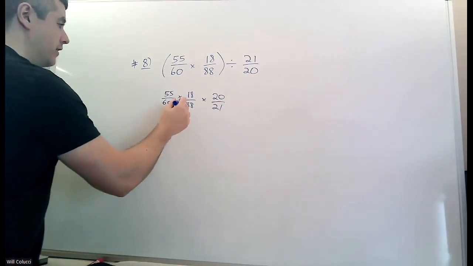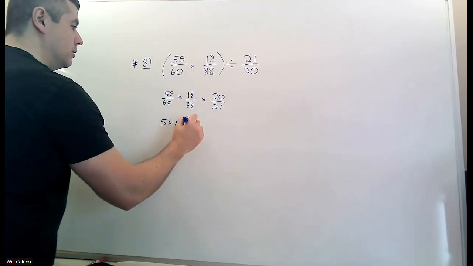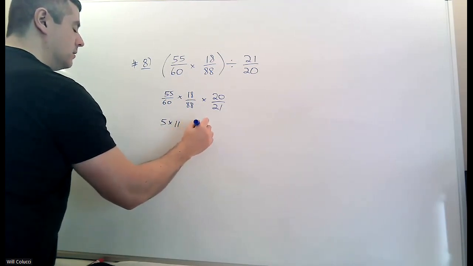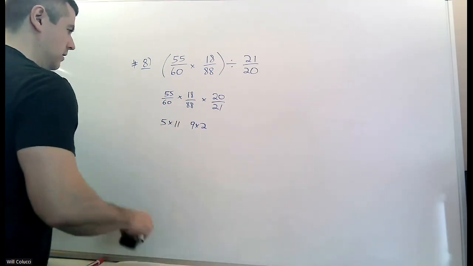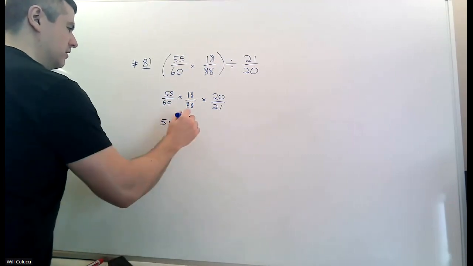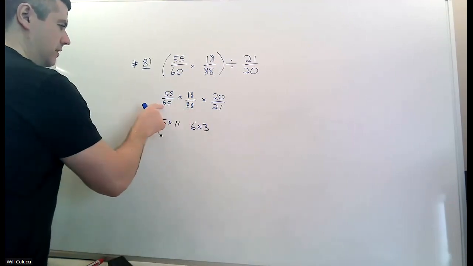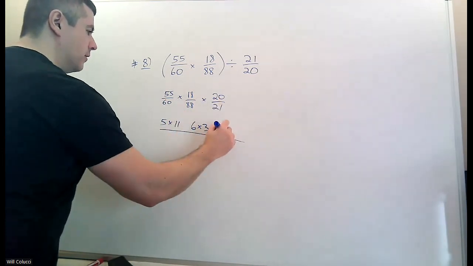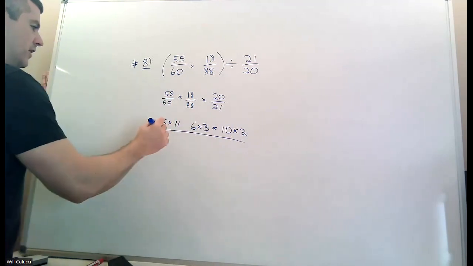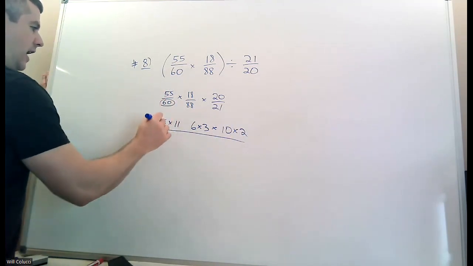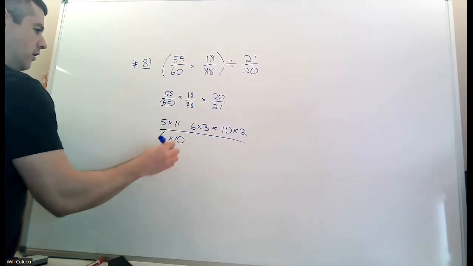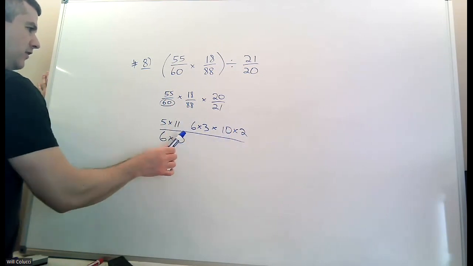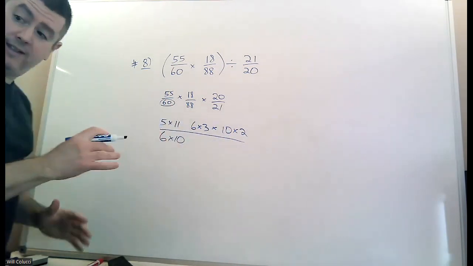55, like I had before, is 5 and 11. 18, I think I'm going to do 9 and 2. No, you know what? I'm not going to do 9 and 2. I see a 60 there. I think I want to do 6. I'm going to do 6 and 3 because I'm going to hit this one with 6 and 10. I'm going to break 20 down with 10 and 2 because I know that I see 60. I want to make this 6 and 10 so I can knock out this 6 and I can knock out this 10.